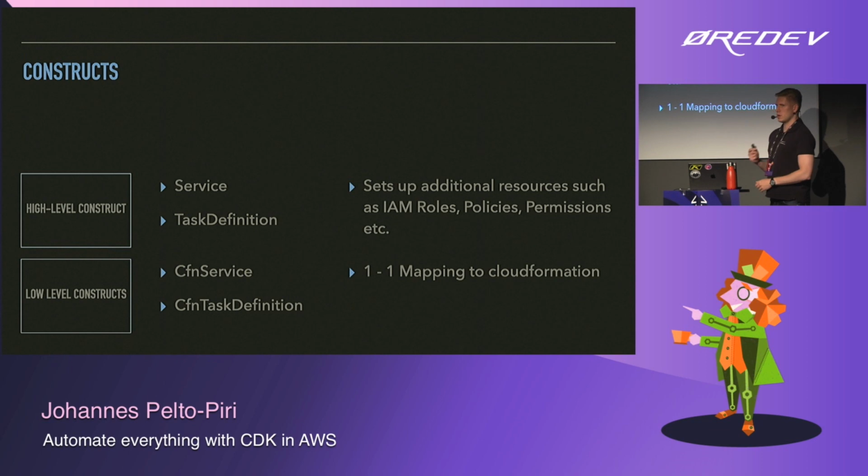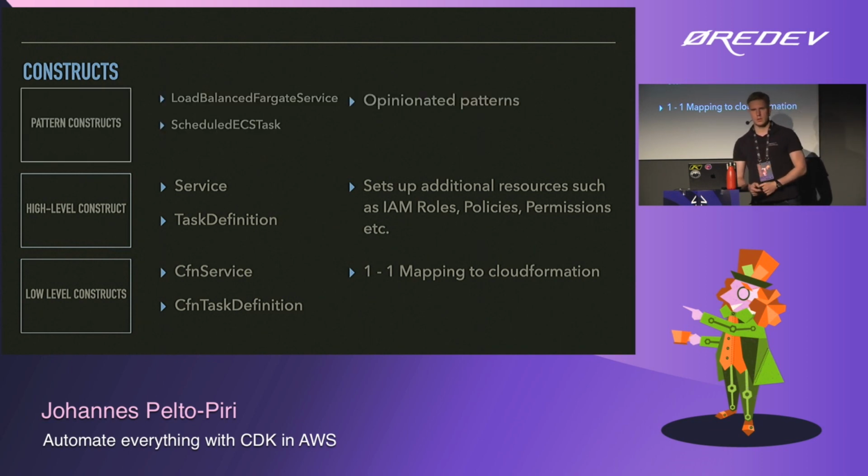And then we have the pattern constructs. These are the highly opinionated constructs that basically give you a whole application. You have a Docker image that you just want to put up. Well, take the load balanced Fargate service. You just point it to your Docker image. It builds it. You can give it a DNS name. It will set up a Route 53 record. It will provision certificates. It will do everything. So it becomes very easy to do things very quickly.